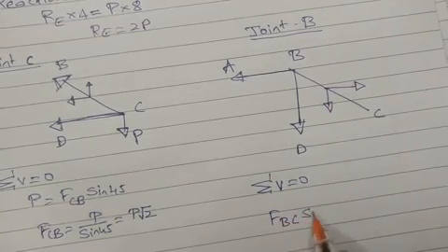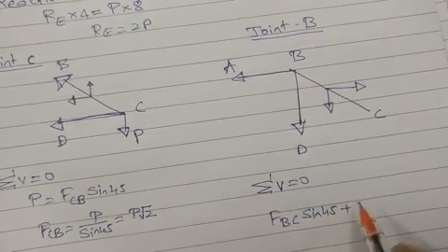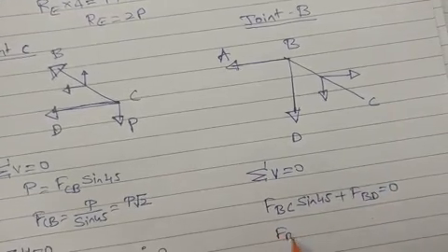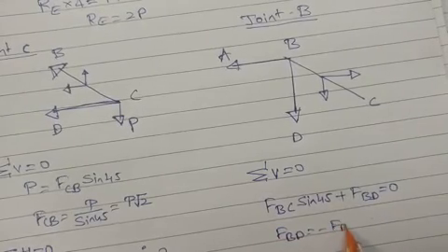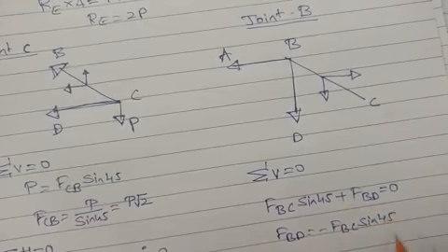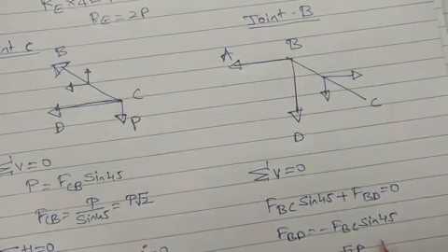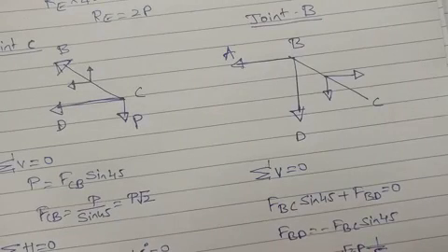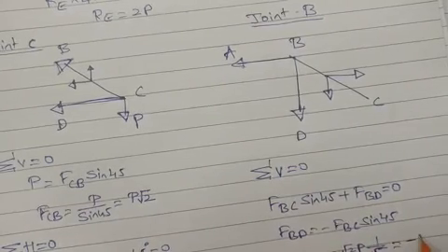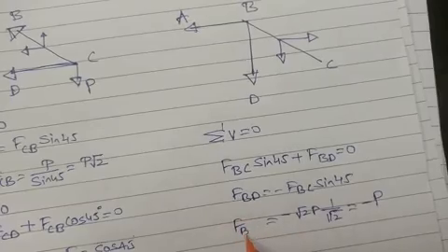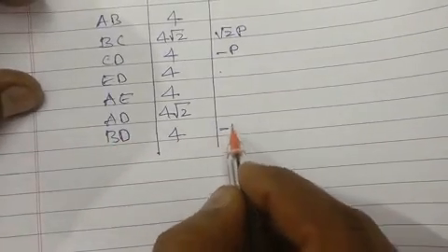What is sigma V? FBC sin 45 plus FBD is equal to 0. So FBD is equal to minus FBC sin 45. FBC we got root 2P, minus of root 2P into 1 by root 2, again it is minus P. FBD is equal to minus P.